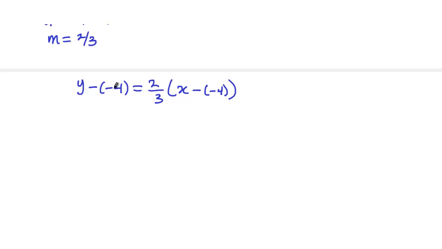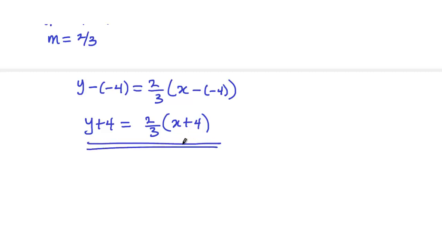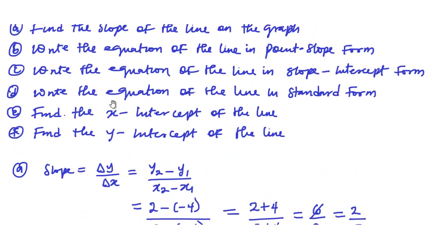So minus times minus is plus. So this will give us Y plus 4 will now be equal to 2 over 3 into bracket, minus times minus, that's plus, X plus 4. All right. So this is the equation of the line in point slope form. Now let's move on to the next one.